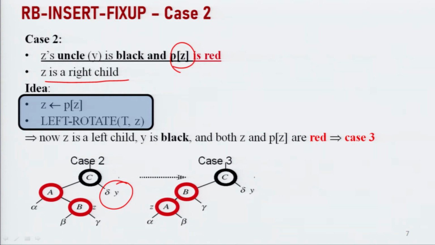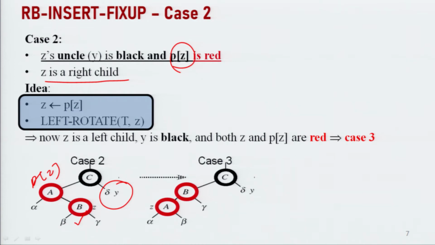Now, just see, Z is the right child of its parent. This is Z and this is the parent of Z. This is Z, this is the parent of Z, this is the grandparent of Z. Now, just see, the color of Y is black, the color of the parent of Z is red, and Z is the right child of its parent. So, this is case two.